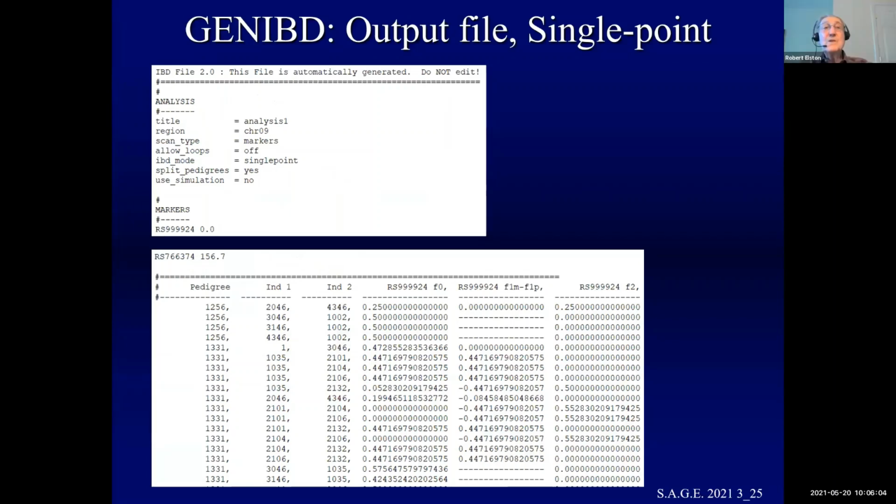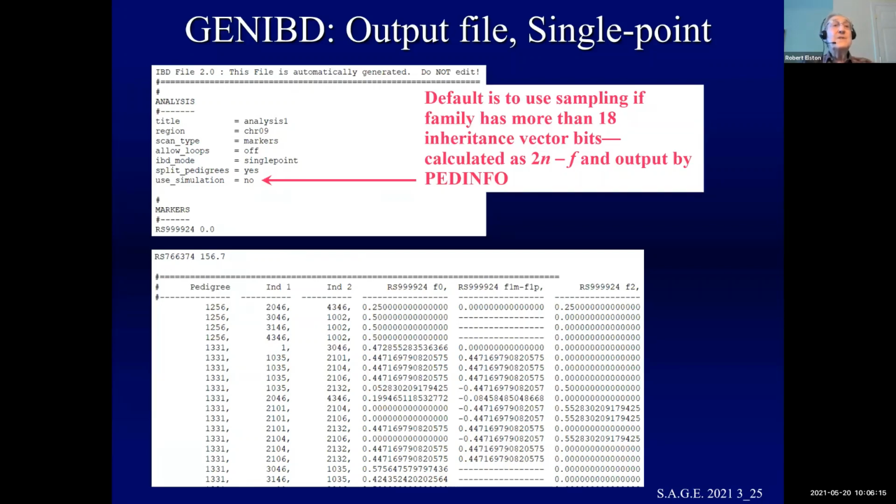Okay, so you can see at the top, it tells you what you've done. Let's get this straight. You can see the default is to use sampling if the family has more than 18 inheritance vector bits. We'll talk much more about what those inheritance vector bits are on the next day. It says use simulation no here, but typically you'd want to not say no there, and then you get this output underneath.